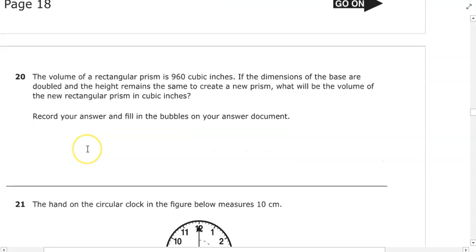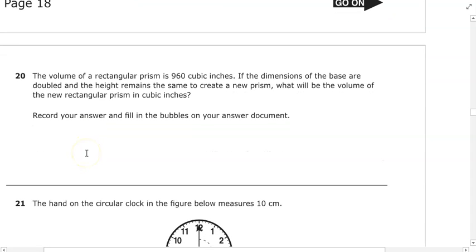Last one for this video. It says the volume of a rectangular prism is 960 cubic inches. If the dimensions of the base are doubled and the height remains the same, to create a new prism, what will the volume of the new rectangular prism be?